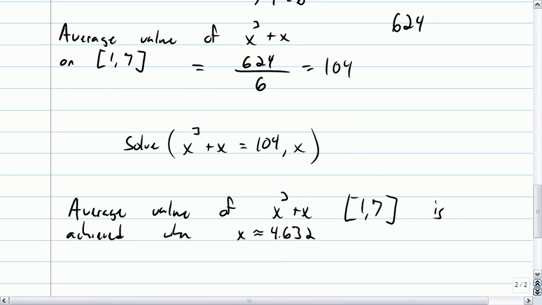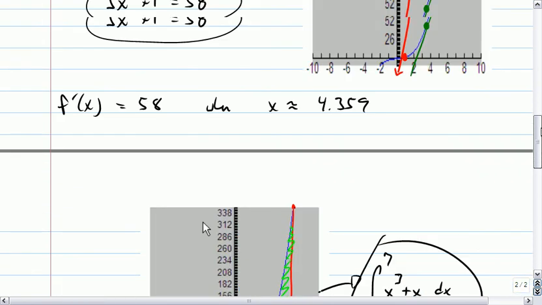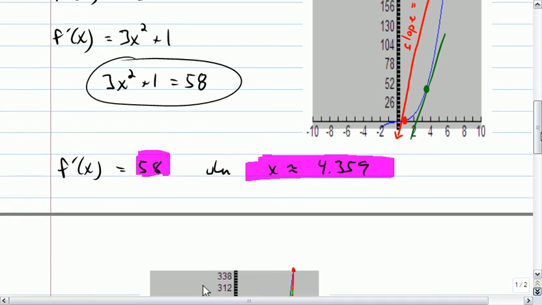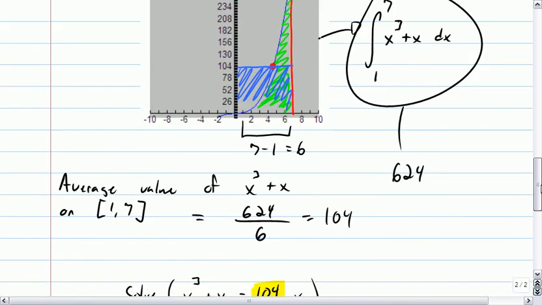Okay, so there were 4 things I asked you for. When does it happen? Where is it? So there's your average value and when it happens. We had, what's the average rate of change? 58, and when does it happen? Right here. And notice, it doesn't achieve the average rate of change where it achieves its average value. It's at 4.632 and 4.359.